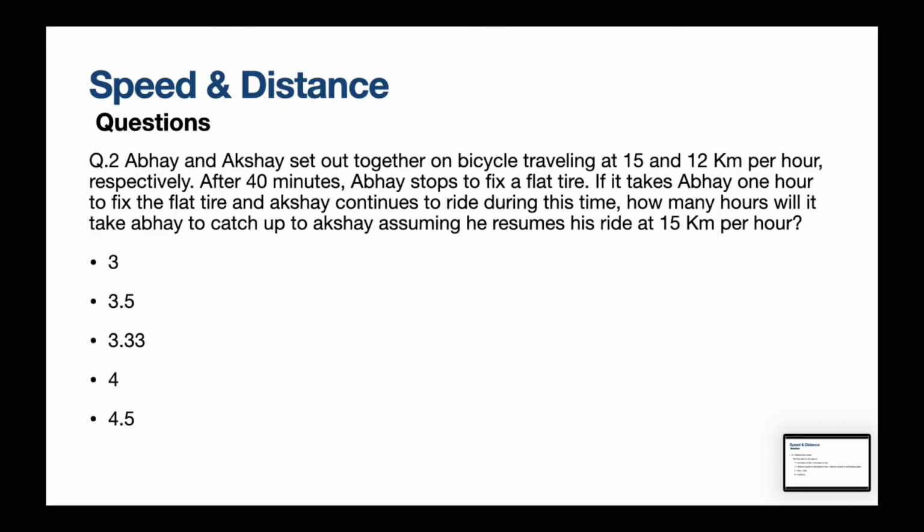Now come to the next question. The next question talks about two people, Abhay and Akshay, who sat together on a bike and they travel at speeds of 15 km and 12 km per hour respectively. Now after 40 minutes, Abhay stops because his bike got punctured, and Abhay took 1 hour to fix the tire. Akshay continues to walk at a speed of 12 km per hour, and the question asks how many hours it will take Abhay to catch up to Akshay, assuming he rides his bike at a speed of 15 km per hour.